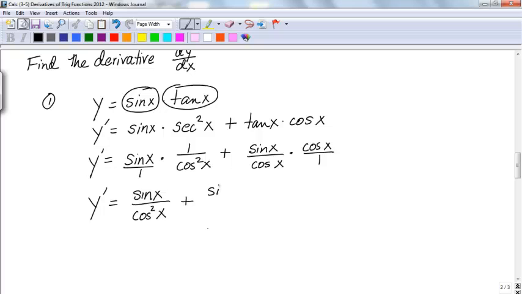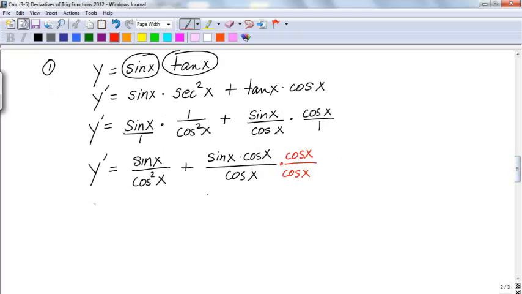plus sine x cosine x, all over cosine. Now, to be able to add two fractions together, you've got to get a common denominator. In this case, the common denominator would be cosine squared x. Cosine would appear twice here, and cosine here would appear once. You need it twice in your LCD. So you need to multiply this by cosine of x. You do that in the denominator, so you've got to multiply by cosine x in the numerator.